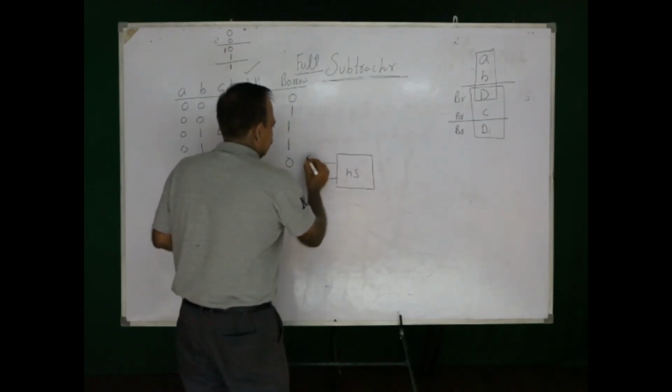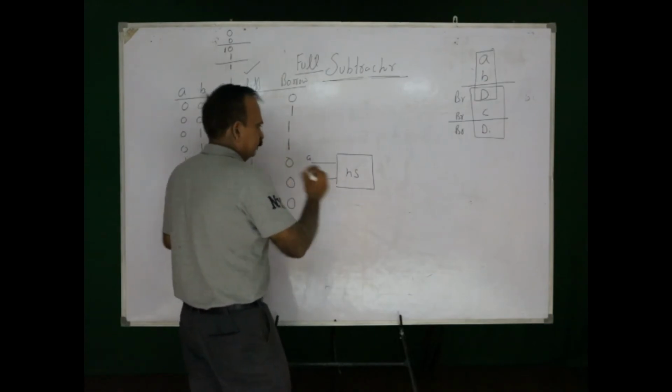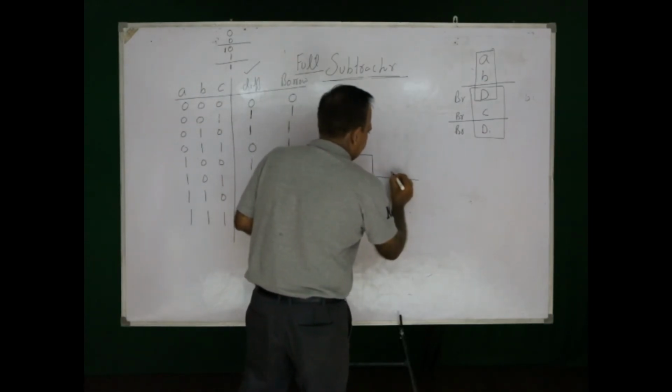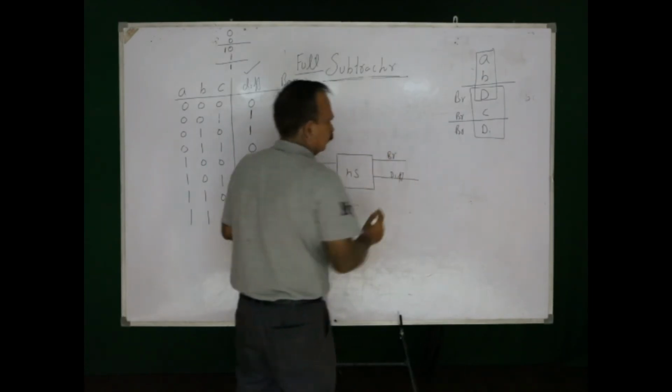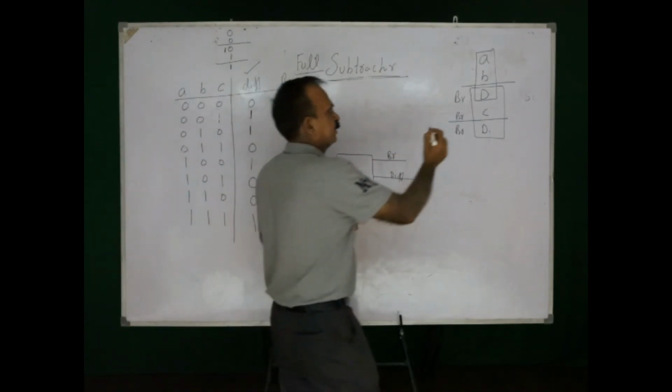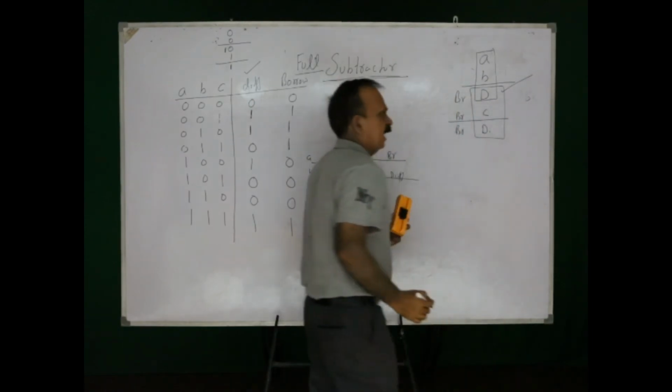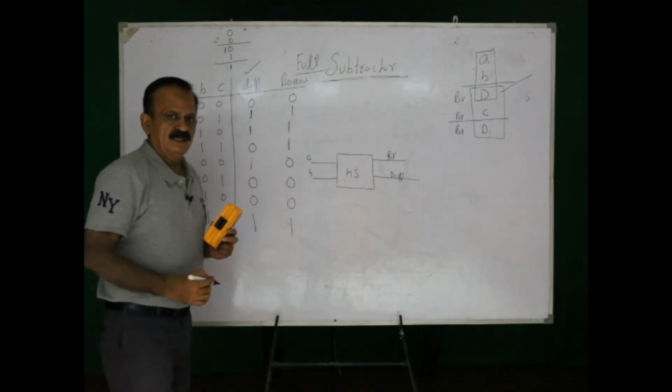Let this be the half subtractor which I am using, and the operation is A minus B, this is A, B. There will be a difference, and there can be a borrow also, right. So up to this operation A minus B, I am there with the difference and with the borrow.